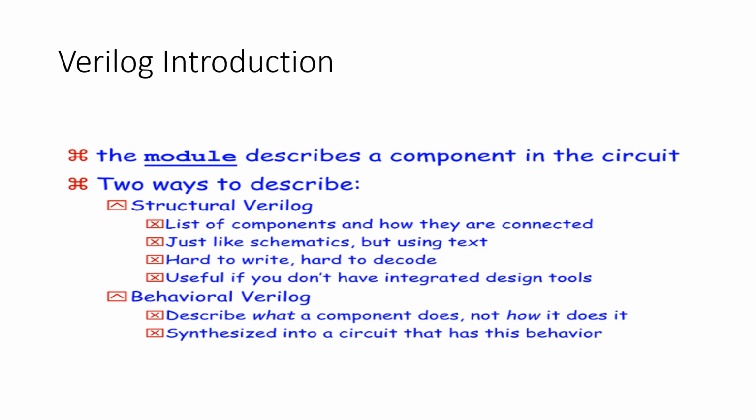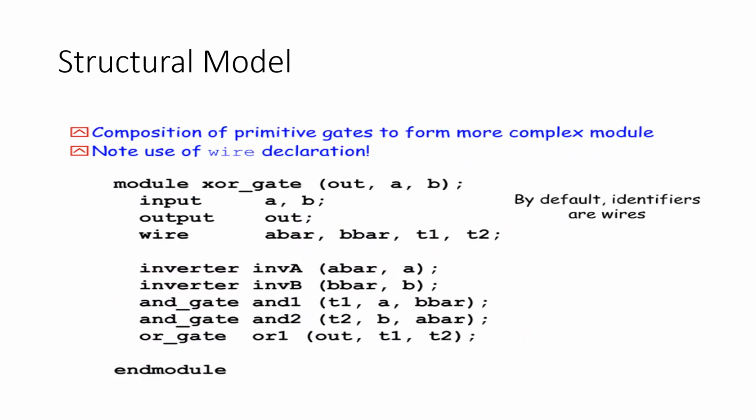Here we'll discuss the structural description. It is a composition of primitive gates to form a more complex module. Here we use wire declaration, meaning by default identifiers are wires. As an example, I have considered a Verilog program written for an XOR gate.